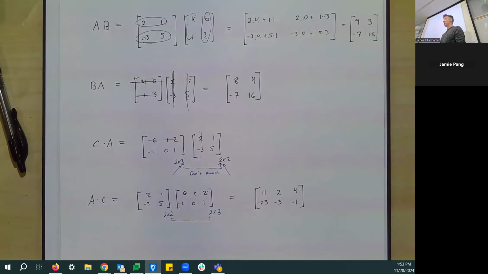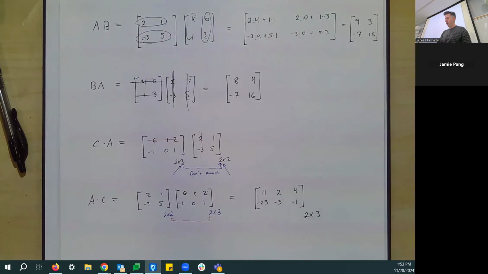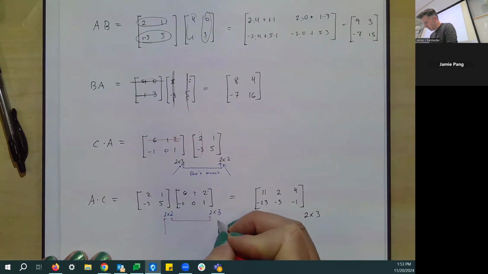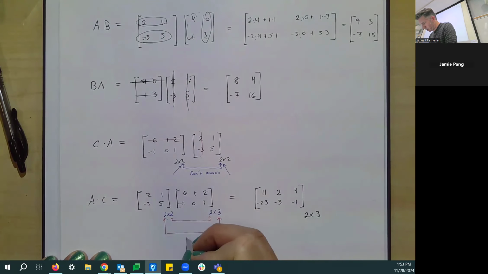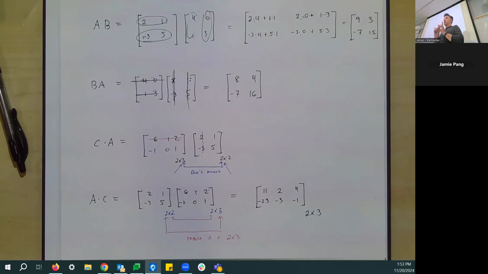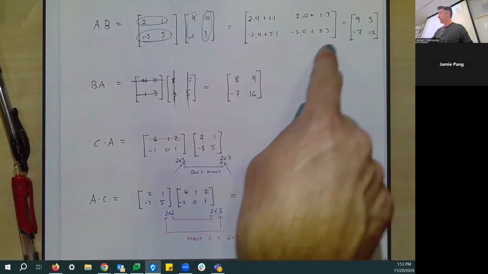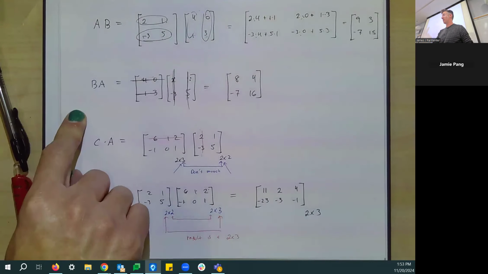And also interestingly, your resulting matrix has dimensions that are the outer dimensions. So our result is a 2x3. And that is always true. If you multiply 2 matrices together, the inner dimensions must match, and the resulting matrix has the dimensions of the outer dimensions. Kind of great. Oh, and I definitely will point out again, these were not the same. A times B was not B times A. They're very different.